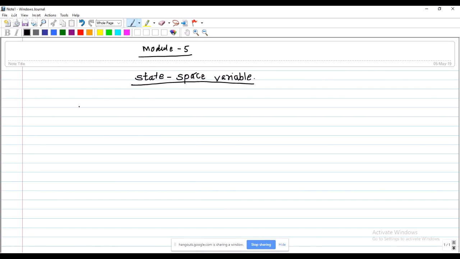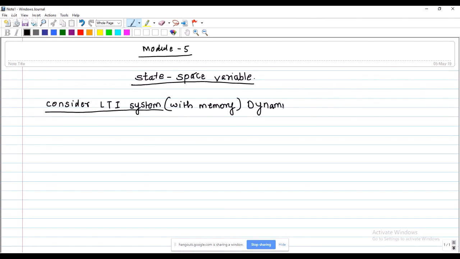Now, if we consider an LTI system, and to be very precise, it will be with memory. So this is a with memory system, which we also call a dynamic system. To find the behavior of a dynamic LTI system with memory, we use a method called state space variable.